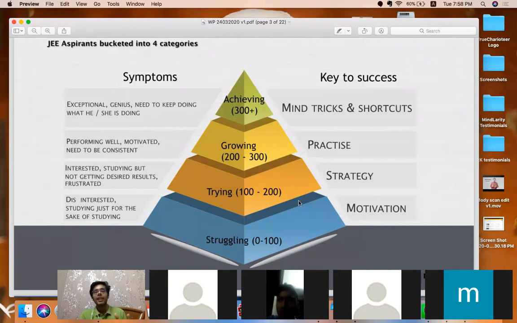If you are in trying category, that means you are trying very hard, you are very inspired, you are very motivated. आप बहुत मेहनत कर रहे हैं, लेकिन जो results आपको मिलने चाहिए, the kind of results that you should get upon the effort that you are taking, you are not getting that kind of results. It's primarily because of your strategies. आपके जो पढ़ने के तरीके हैं वो सही नहीं है.